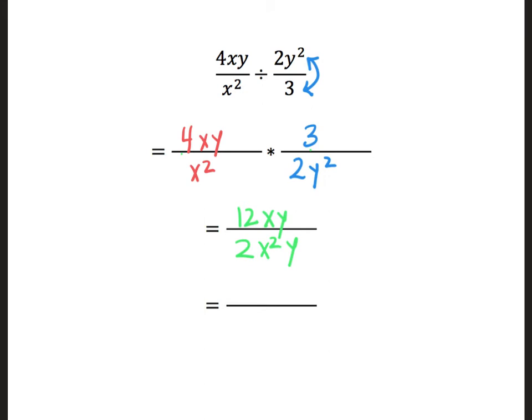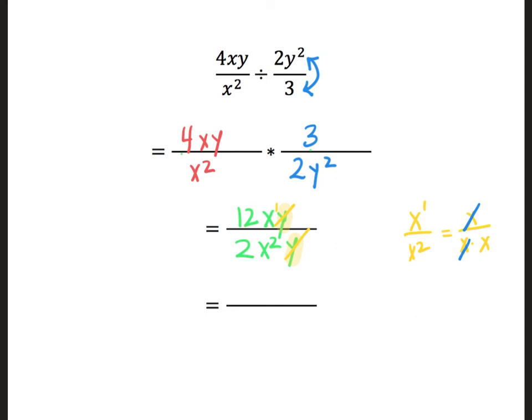So again, if there's anything on the top and the bottom that's the same, you can cancel it. So I noticed we have a y on the top and a y on the bottom. So I can go ahead and cancel those out. I also noticed we have 1x on the top and 2x's on the bottom. Remember that's really like x divided by x times x. So I can cancel one of those x's out and I'd just be left with 1.